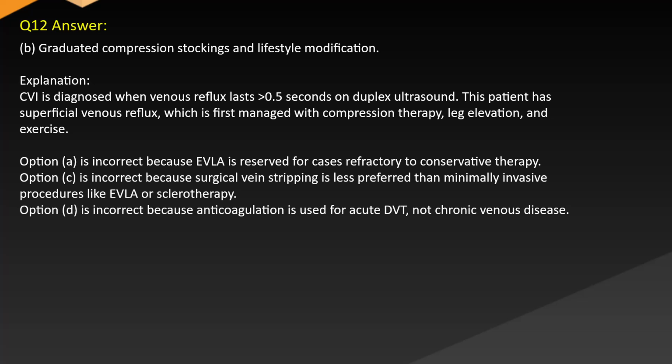Option A is incorrect because EVLA is reserved for cases refractory to conservative therapy. Option C is incorrect because surgical vein stripping is less preferred than minimally invasive procedures like EVLA or sclerotherapy. Option D is incorrect because anticoagulation is used for acute DVT, not chronic venous disease.